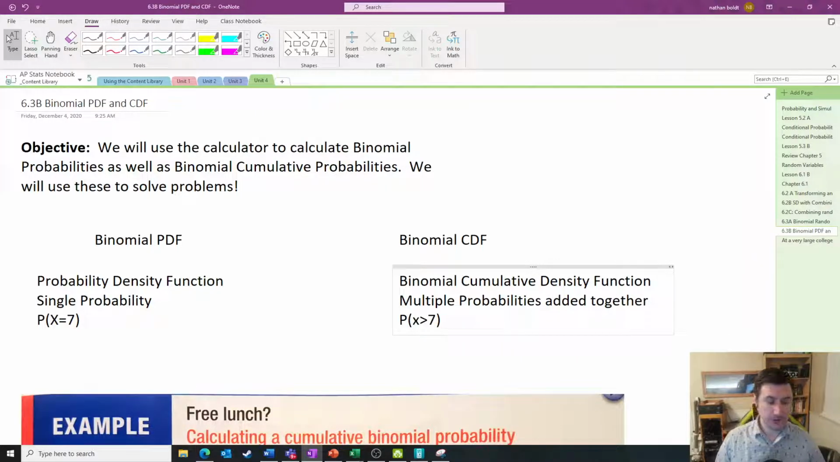Now, every calculator uses a different acronym for these. I think the 84 actually says binomial PDF and binomial CDF. But I think the Casio and the 89 give you some sort of acronym, like BCF or BDF. But you should look for the C for cumulative and the P for probability. So let's take a look at how to use these.